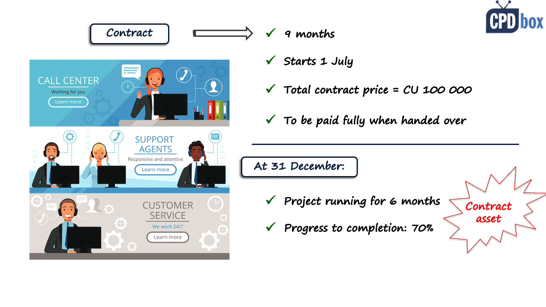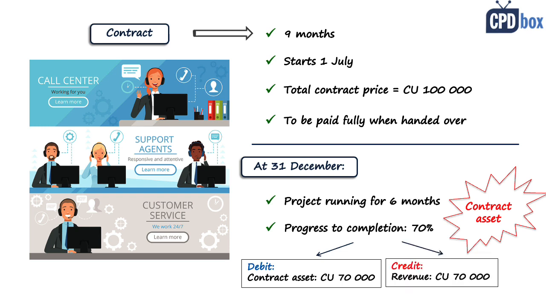And the reason is that at the end of the year, after only 6 months of work, you do not have the unconditional right to a payment. The condition that you must meet before you get paid is to complete the project. And at the end of the year, this condition has not been met yet, so you cannot recognize a trade receivable. Instead, you debit a contract asset. And the journal entry is debit contract asset with 70,000 currency units and credit revenues with the same amount.